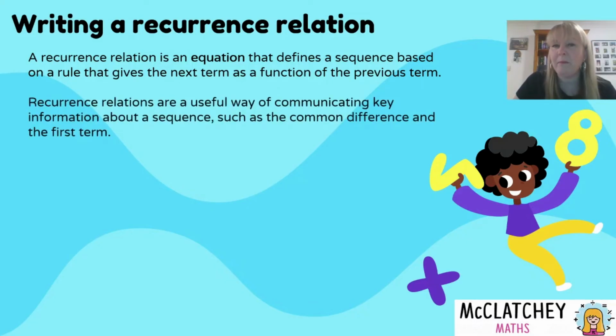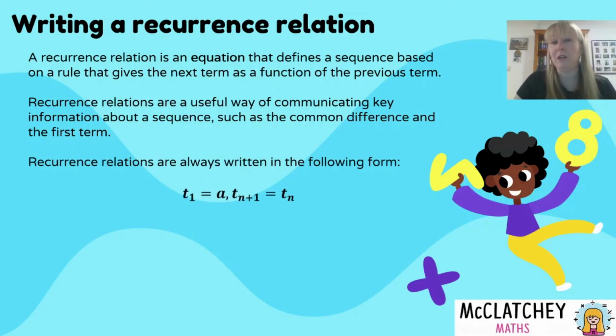It's a way of communicating lots of key information about our sequence, such as what the common difference is and what the first term is. And for arithmetic sequences and geometric sequences, in fact, we usually set up recurrence relations in this particular form. Now, I'll get to what's in the orange box in a moment, but let's just unpack from left to right what we see on our screen. Firstly, it tells us T1 is equal to the letter A. Now, when we actually write our recurrence relation, you replace the letter A with whatever our first term is. So your first term might be 1, it might be 1,000, it might be negative 53. Whatever A is, that first term, you just simply write that into the recurrence relation and replace the letter A.